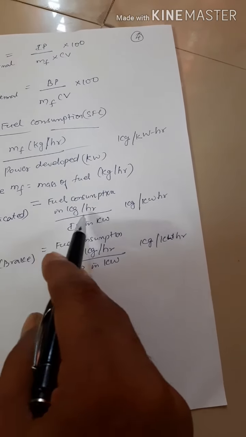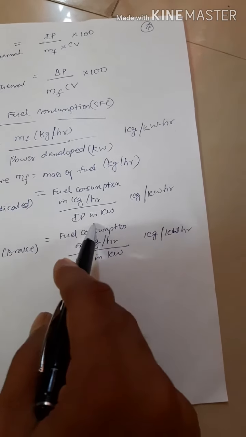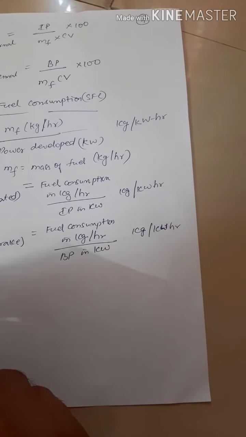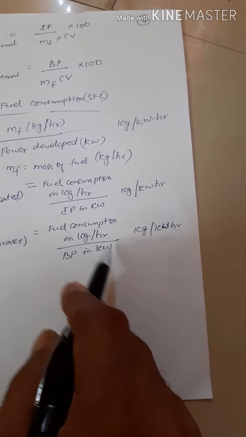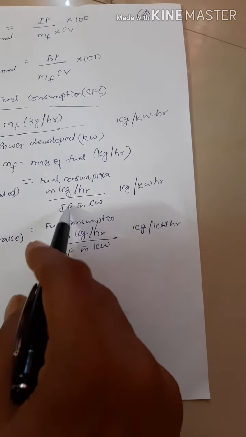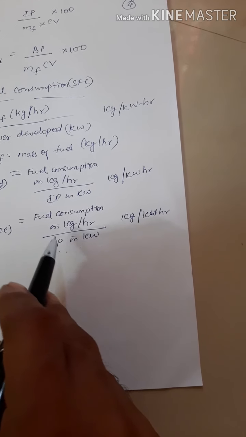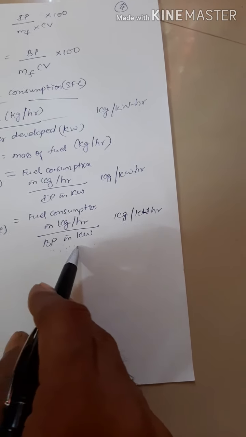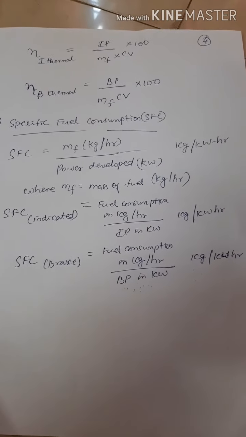For indicated specific fuel consumption, the formula is fuel consumption in kg per hour divided by indicated power in kilowatt, and the unit is kg per kilowatt hour. Next, brake specific fuel consumption is fuel consumption in kg per hour divided by brake power in kilowatt. The numerator is the same, but the denominator is brake power, because we are finding the SFC based on brake power. The unit is the same, kg per kilowatt hour. Next, we go on to solving a few problems.